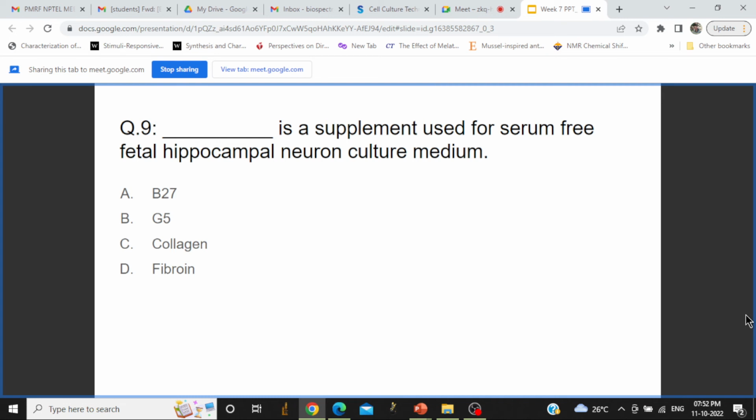So question number 9: dash is a supplement used for serum-free fetal hippocampal neuron culture media. So I've already given the answer in the earlier question. Which of these supplements are used for the growth of fetal hippocampal neurons in a cell culture? So yes, Sandhya, B27. As I already said, B27 is a specific type of media supplement that is used to grow the neurons or hippocampal cells in the cell culture media.